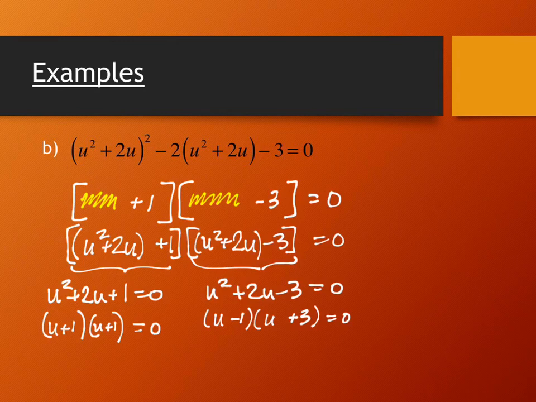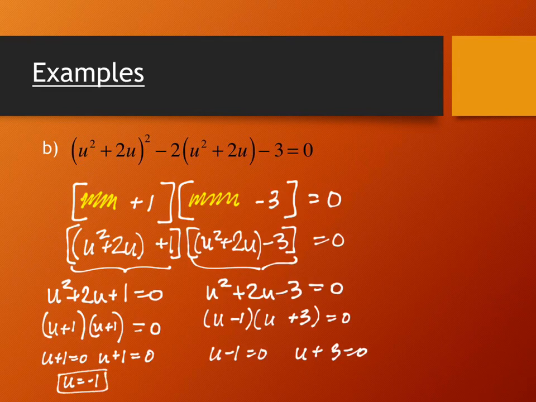So we're going to do it again. We're going to set each part equal to 0. So I have u plus 1 equals 0. U plus 1 equals 0. And then over here I have u minus 1 equals 0. And I have u plus 3 equals 0. So Wesley, this is actually an example of one where these are going to give me the same solution. So yes, I have 4 solutions, but 2 of them happen to match. So this is u is equal to negative 1. Over here, u is equal to positive 1. And what's this last one? Yeah, negative 3.